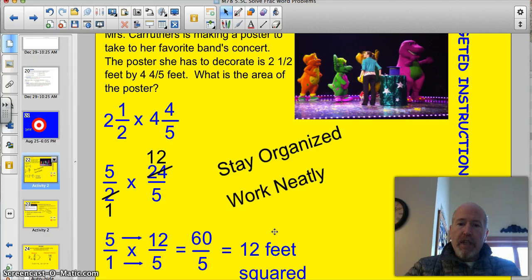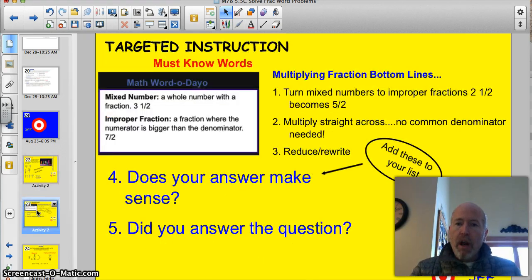Very similar to yesterday's lesson, but I'm really going to focus in this lesson on staying neat and organized, and a couple other little pointers right here. All right, just a quick review. Mixed numbers, a whole number with a fraction. Improper fraction, those are those top-heavy fractions where the numerator is larger than the denominator, like 7 over 2. Also, my multiplying fraction bottom lines we had yesterday. Turn mixed numbers into an improper fraction. That's numero uno. Number 2, multiply straight across. Number 3, reduce and rewrite.